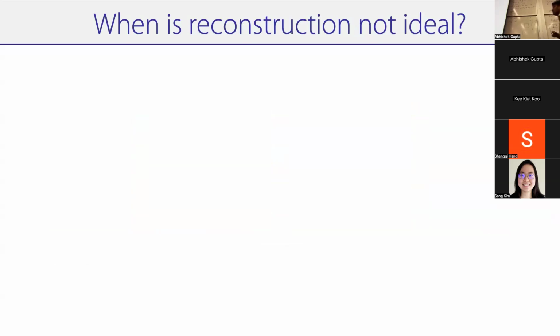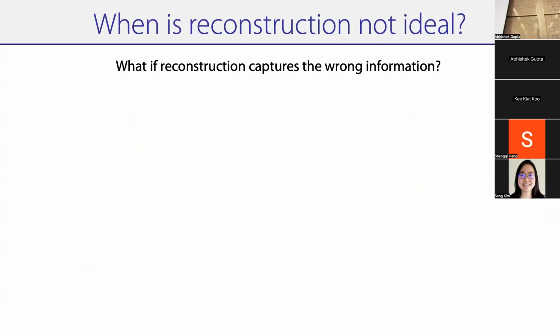Okay, so a natural question that comes up in these kinds of methods is, okay, I told you I'm going to do reconstruction, but what if reconstruction is not perfect, right? So what are examples where reconstruction might not be great? When is it not great to reconstruct the scene? Not a lot of extra information. Good point. Other thoughts?